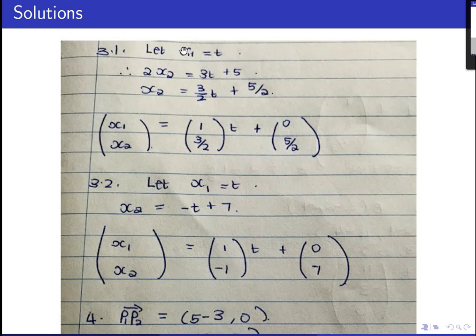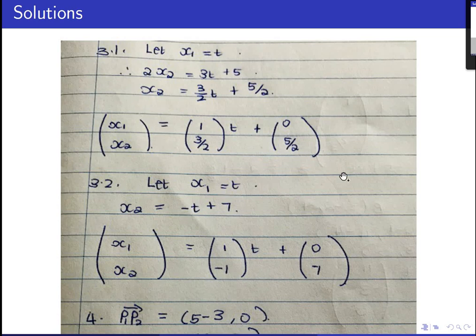So this is the parametric representation for the first component, and this is the parametric representation for the second component. So once we have this in parametric equations, I'm happy.